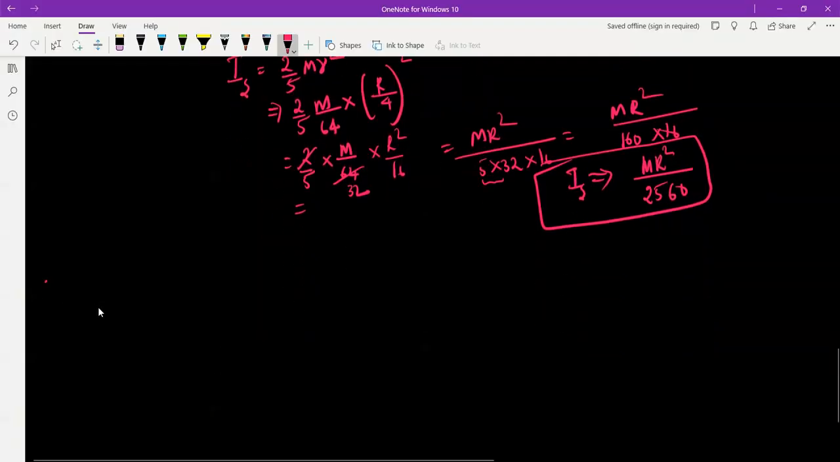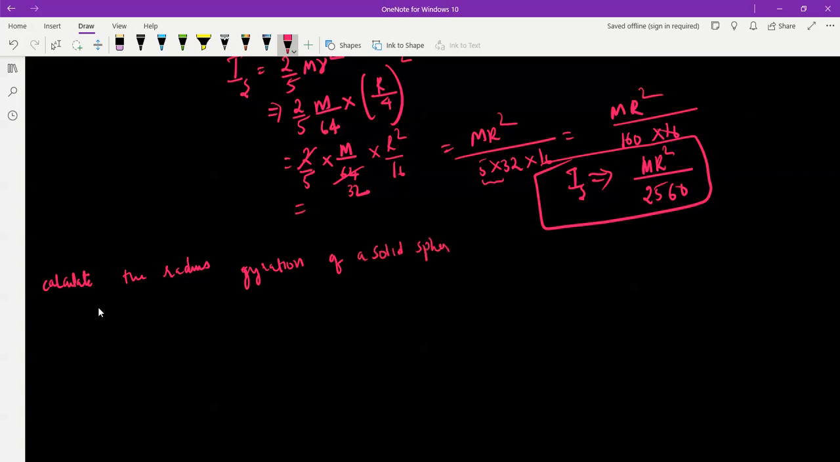The next sum: calculate the radius of gyration of a solid sphere rotating about its diameter, if its radius is 5 centimeter.